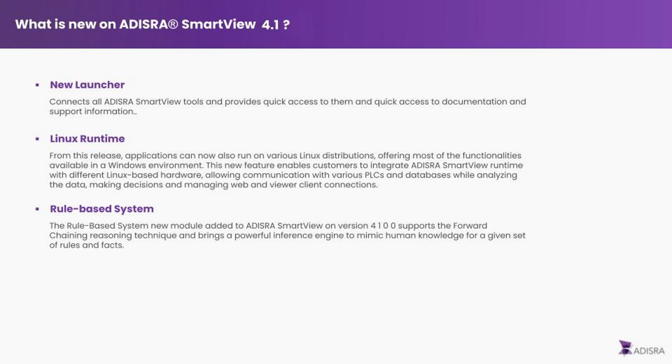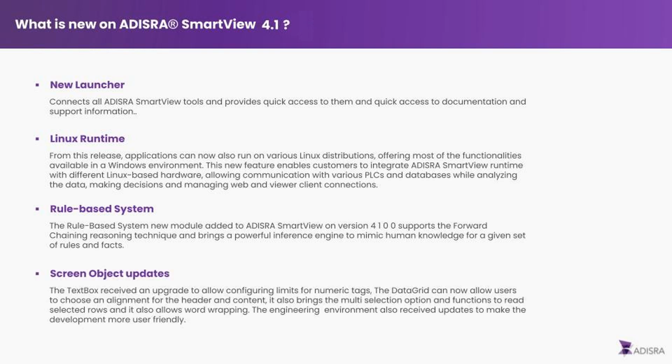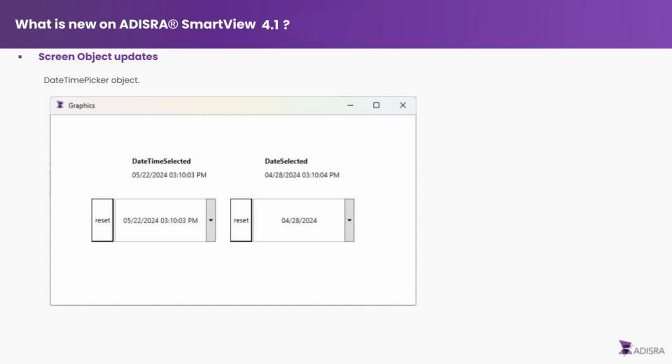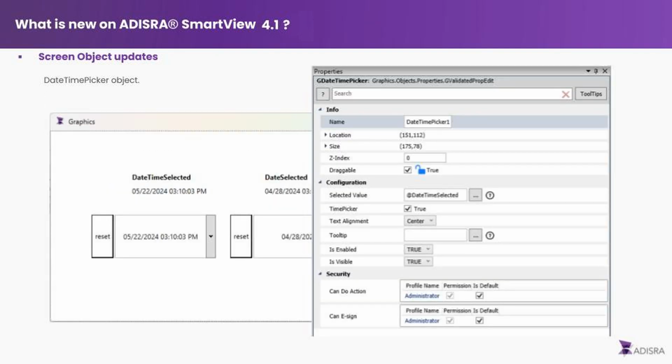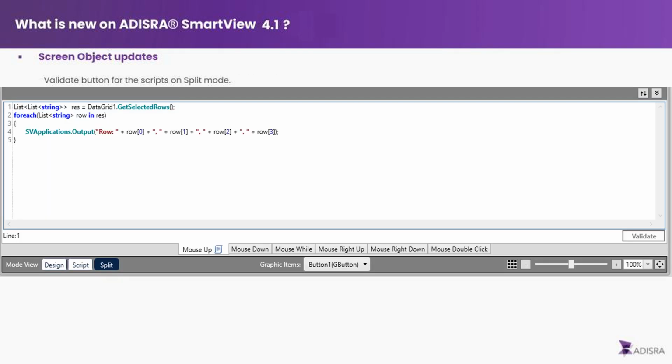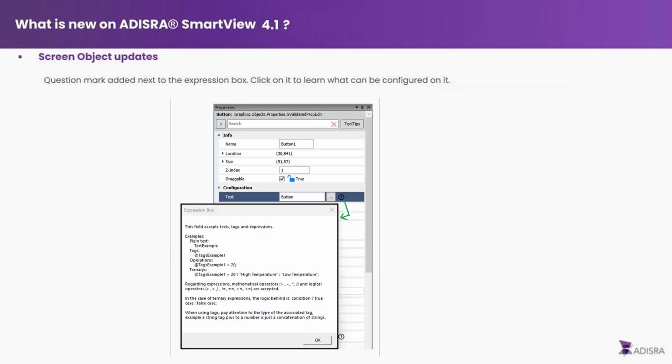Finally, this video will also show usability enhancements, such as a new date-time picker object to facilitate user interaction with date and time selection, updates on the tags group, which provides easy-to-access tools, script validation on split mode, and detailed usability information for expression boxes.